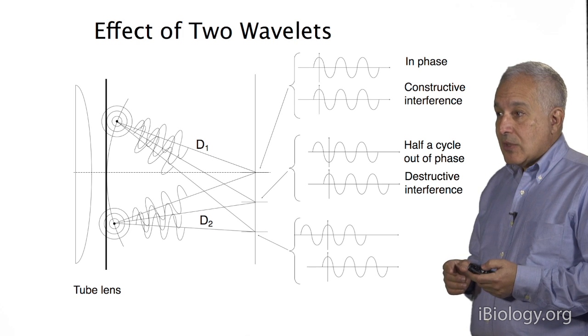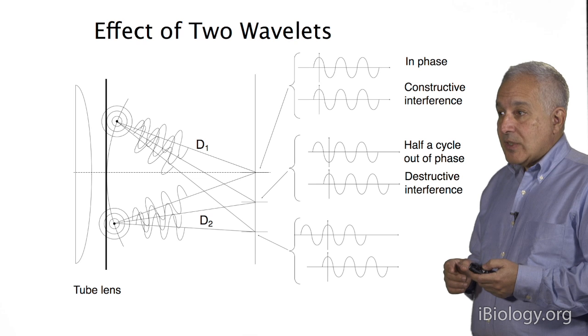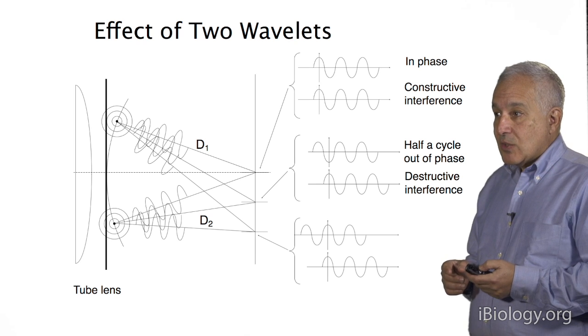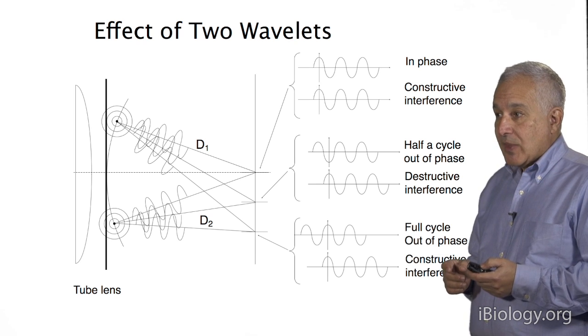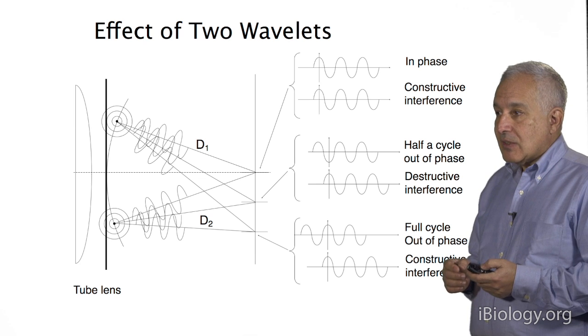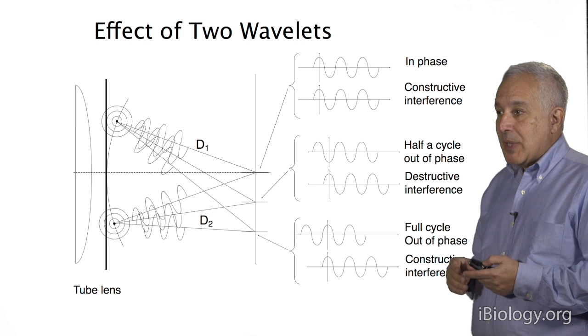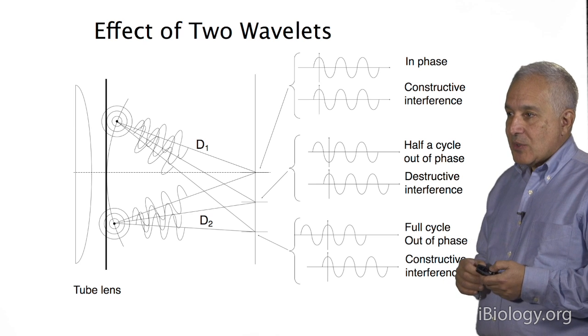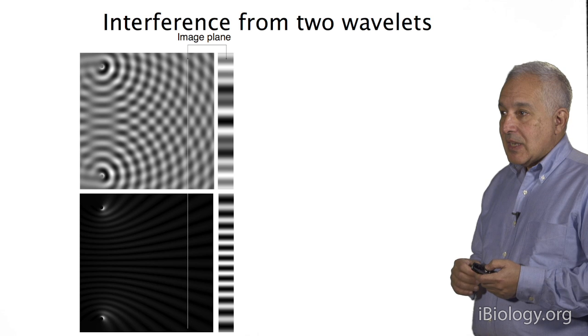If one goes a little further down, now d1 is much longer than d2. In fact, exactly one wavelength longer than d2. You add up those two waves, you're going to get a full cycle out of phase, but they are peaking at the same point, and that generates constructive interference.